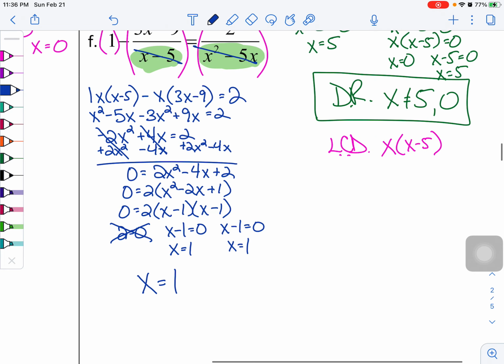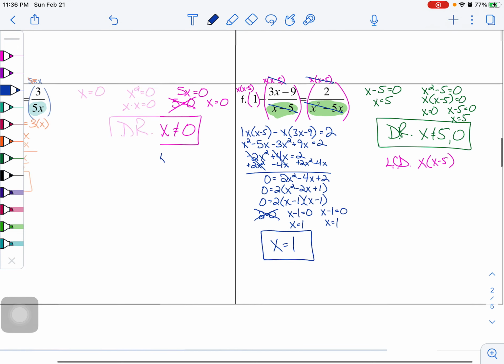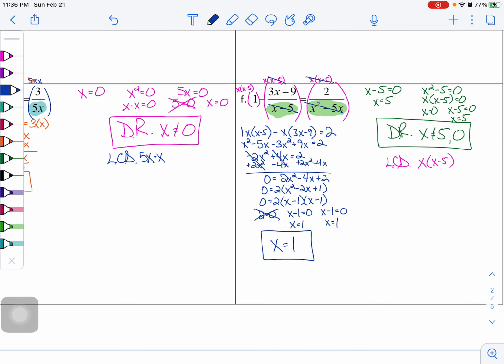1. So let's check and see if I can let x equal 1 or if that's one of my domain restrictions. So domain restrictions were 5 and 0. Clearly that's not 1. So I have a solution of x equals 1. With the domain restrictions, x cannot equal 5 or 0.